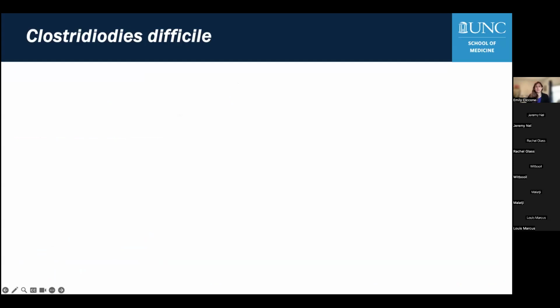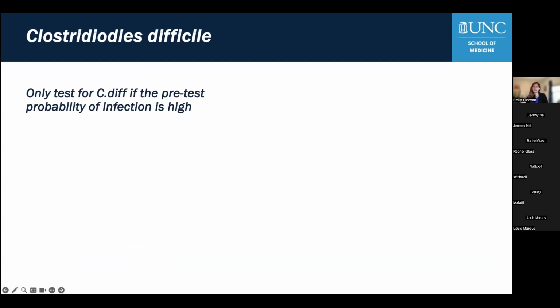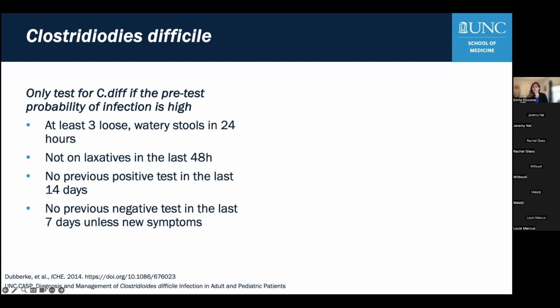A couple quick ones just to wrap up with. So this is a diagnostic stewardship intervention that I'm sure you're aware of. The idea of only testing for C. diff if the pretest probability of infection is high. So at UNC, we've defined that as at least 3 loose watery stools in 24 hours, not on laxatives for the last 48 hours, no previous positive test in the last 14 days, and no previous negative test in the last 7 days unless there's new symptoms.